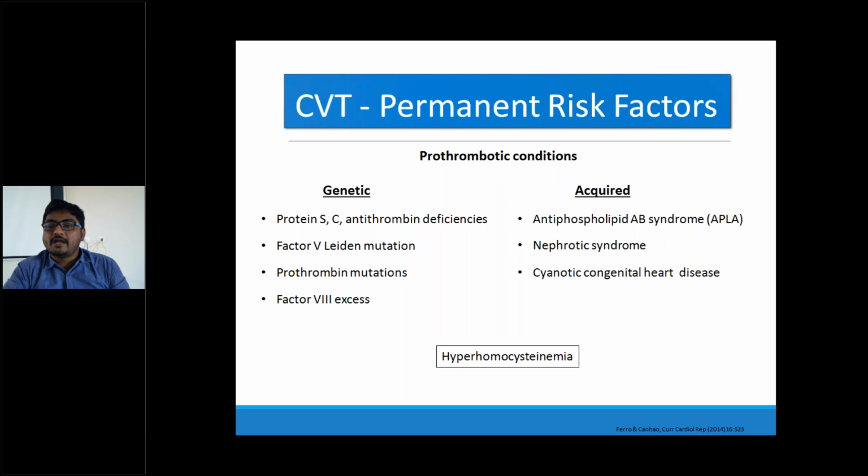So antiphospholipid antibody syndrome is APLA. There are criteria for APLA, antiphospholipid antibody syndrome. The patient will present with recurrent abortions, right? Nephrotic syndrome, cyanotic congenital heart diseases. Okay.